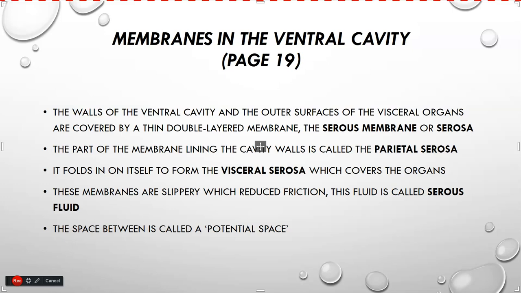The parietal serosa folds in on itself to form the visceral serosa, which covers the organs that are found in the cavity. So the parietal serosa covers the empty cavity. The parietal serosa folds in on itself to create the visceral serosa, which covers the organs that sit in the cavity. What's unique about these serosa membranes is that they have particular cells that produce a fluid called serous fluid.